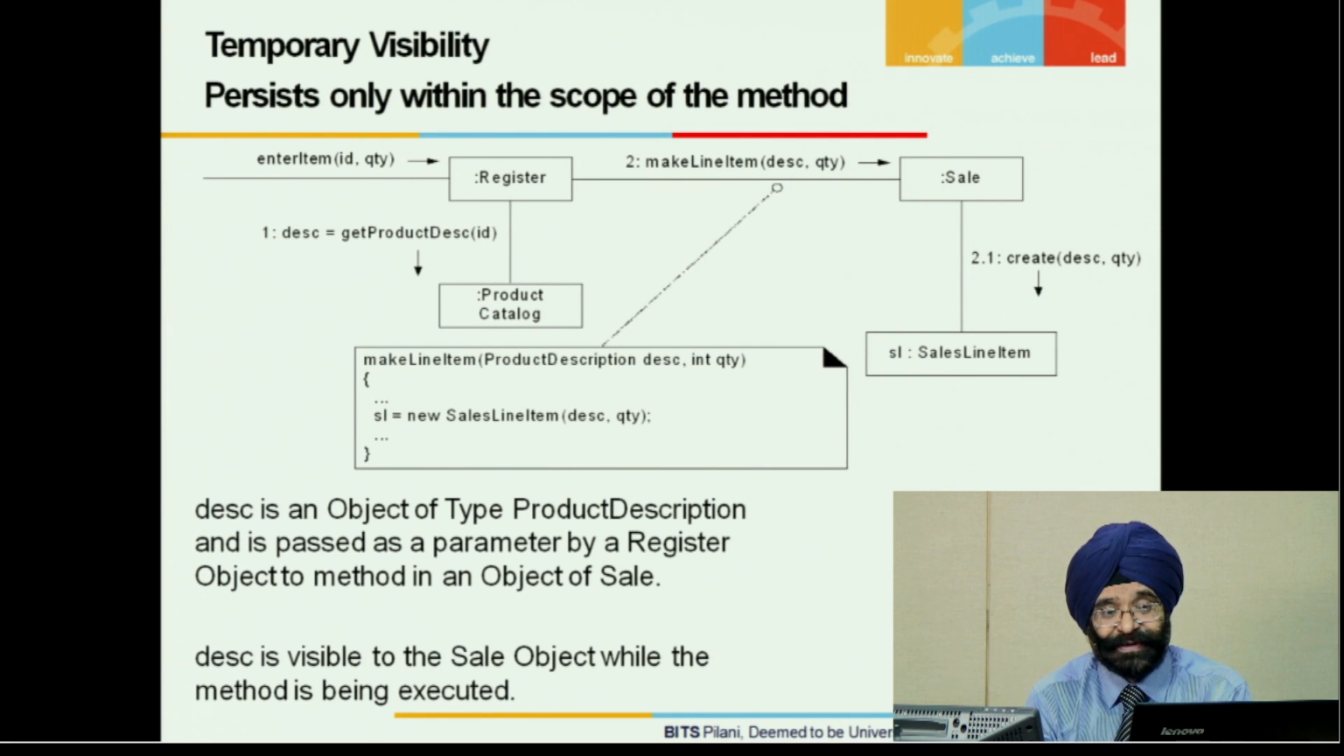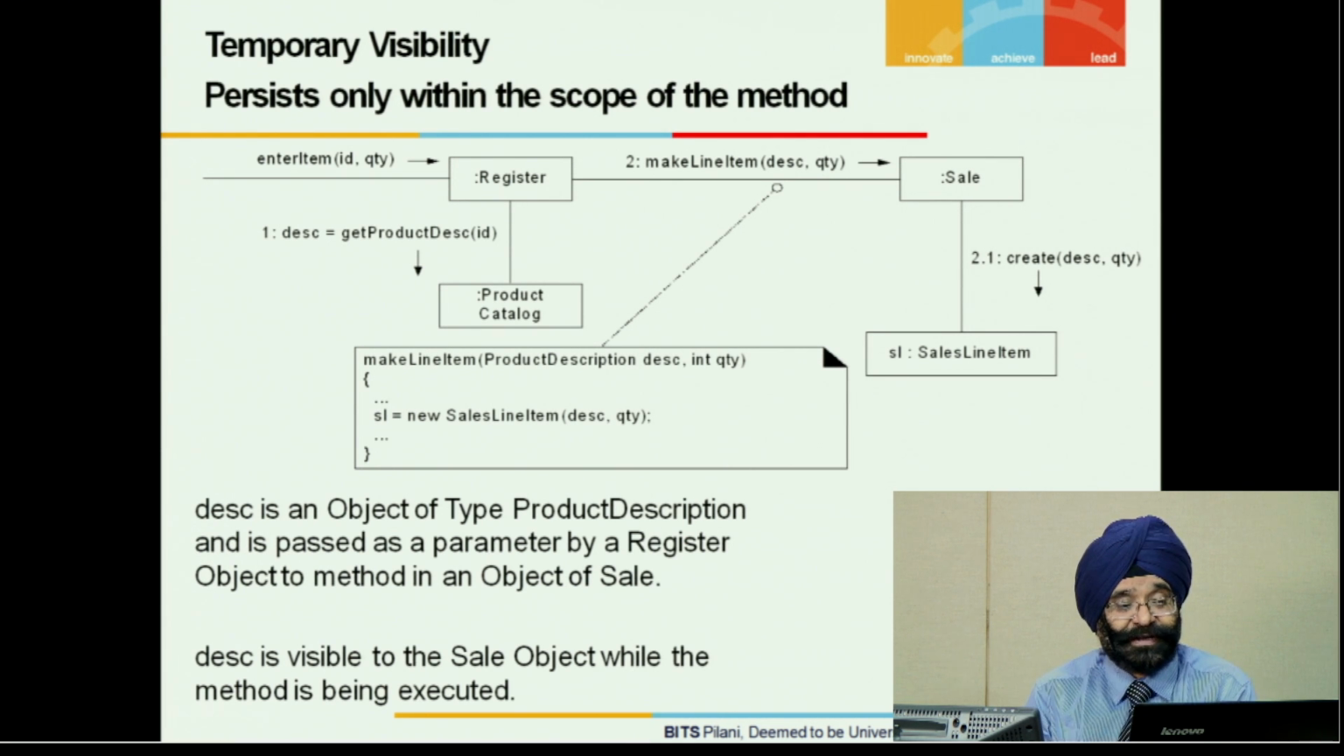And why do we say it's temporary? It continues to be visible to sale only so long as the makeLineItem method is being executed. As soon as the method execution is over, the visibility becomes over. Which means it is a drama which lasts a few nanoseconds. During that brief period, DESC is visible to sale. And thereafter, it's all over.